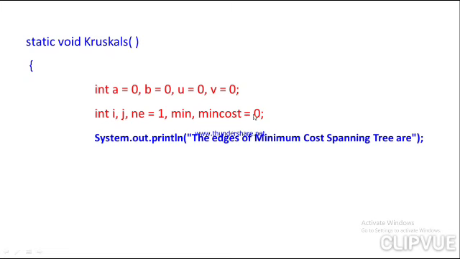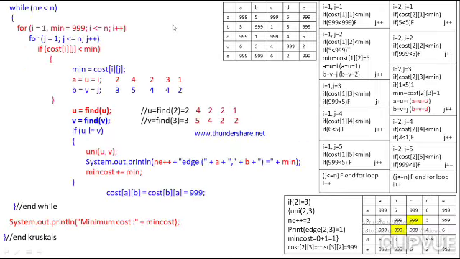So min cost is a variable which will give you the final minimum cost of the MST of your given graph. Then, while ne, whose initial value we have taken as 1, 1 is less than n. What is my n? The number of vertices, which is 5. Yes, 1 is less than 5, therefore I will enter into this. So initially i is equal to 1, min is equal to 999, and j is equal to 1.